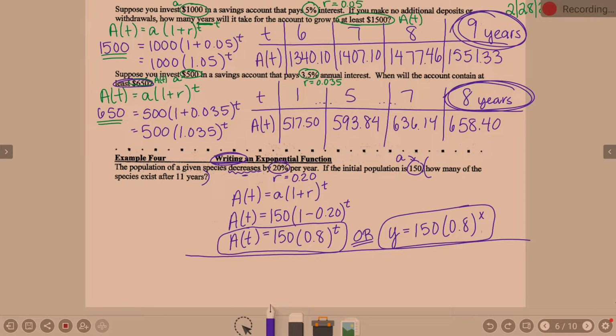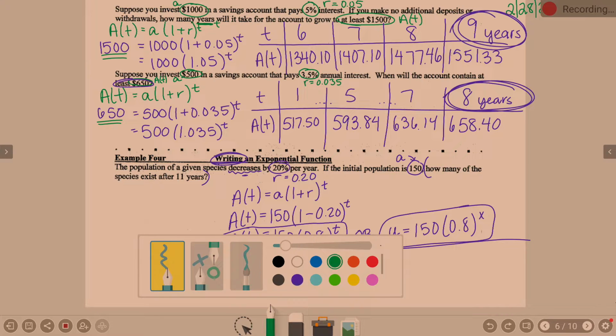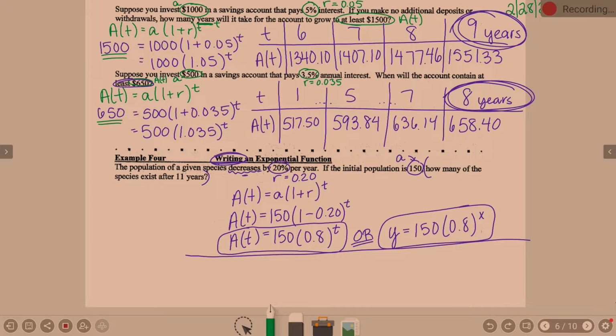Now, you know the part I told you to hold off on? I'm ready for that part. How many of the species exist after 11 years? Put 11 in for the exponent. So either 11 in for t or 11 in for x. Does it matter which way you think about it? No. So if I just work over here, 150 times 0.8 raised to the 11th.